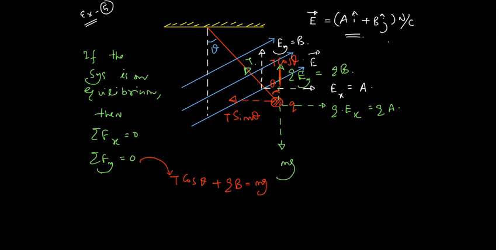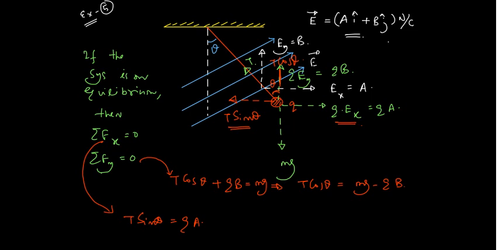So what about summation of Fx equal to 0? From there, this is the leftward force and these are the rightward forces. So from summation of Fx equal to 0, we can write T sine theta is equal to q into A. So if I modify this a little, T cos theta is mg minus q into B, and T sine theta is qA. Dividing them, tan theta will result in qA divided by mg minus qB. All right, fine.